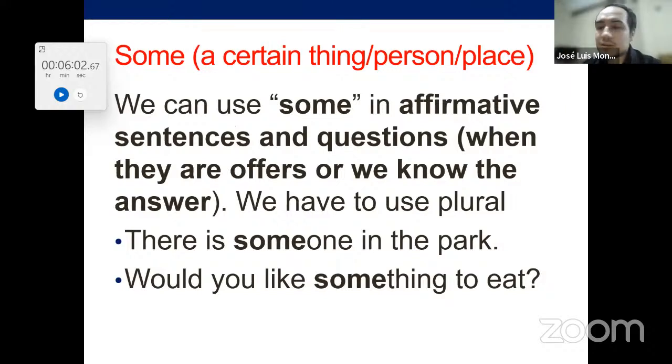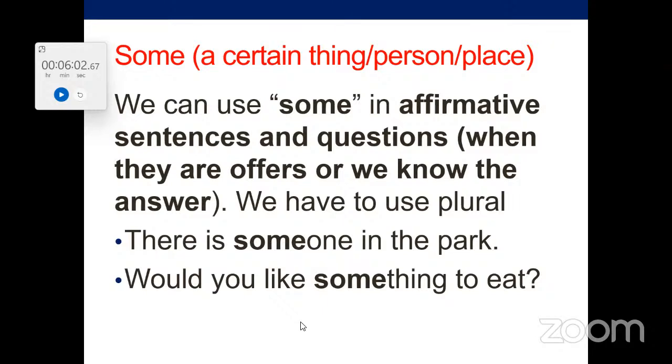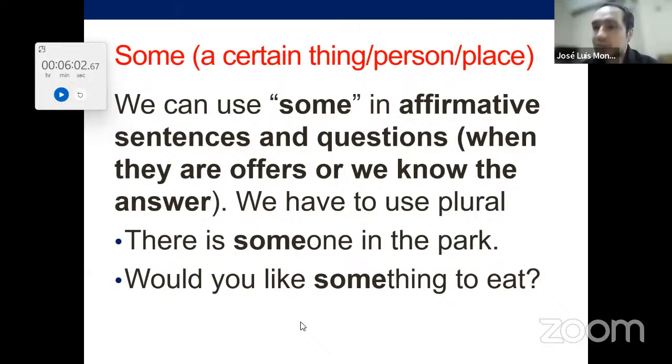Some. This is going to be for you, please, Paola. Some. Okay, some, a certain thing, person, place. We can use some in affirmative sentences and questions when we are offering or we know the answer. We have to use plural. There is someone in the park. Would you like something to eat? Thank you very much, Paola.